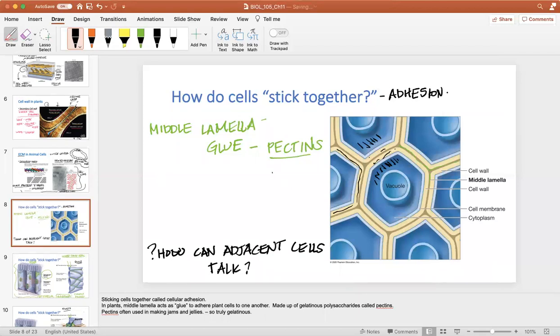Because you can imagine that, for example, if you are a plant, you might want to share, say, nutrients. Remember, plants don't have circulatory systems. So if you are making glucose as a result of photosynthesis and you want to share some with your adjacent cells, how are you going to manage that if you're blocked off by a cell wall?